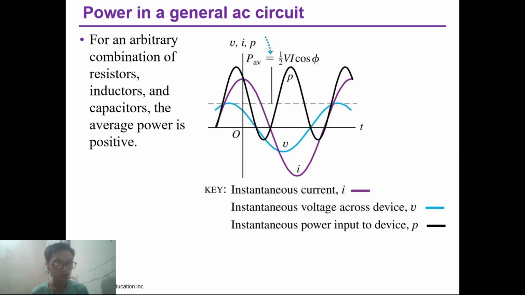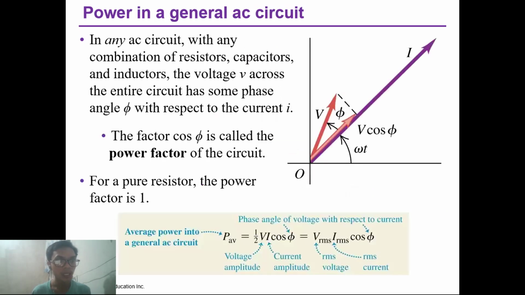So why is power factor important in alternating current circuits? In any alternating current circuit with any combination of resistors, capacitors, and inductors, the instantaneous voltage across the entire circuit has some phase angle with respect to the instantaneous current. And the factor cosine of the phase angle is called the power factor of the circuit. For a pure resistor, the power factor is 1.